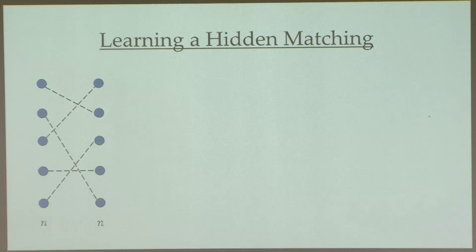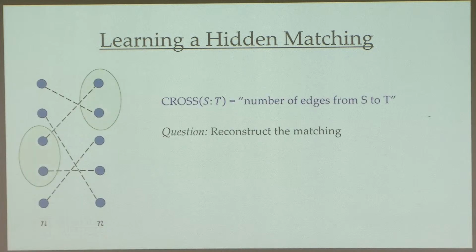There's a hidden perfect matching between these two sets of vertices. You don't know where the edges are, and you again have these cross queries. You can take a subset S on the left, a subset T on the right, and get how many edges there are. Our goal is to reconstruct the matching. I claim this can be done in 2n plus small n queries, where n is the number of vertices.